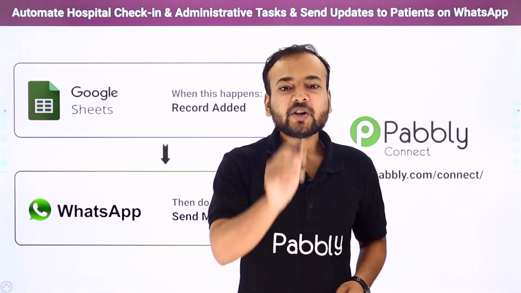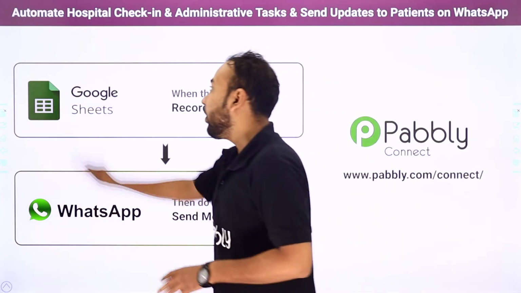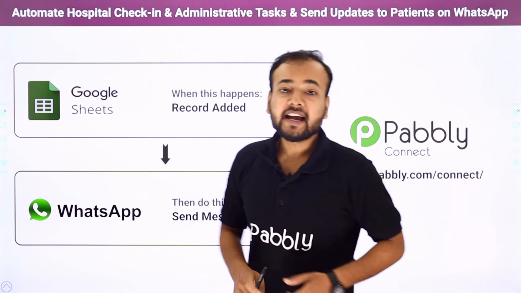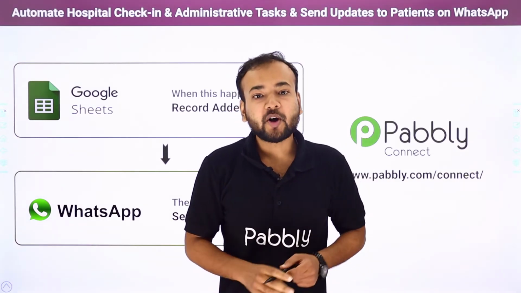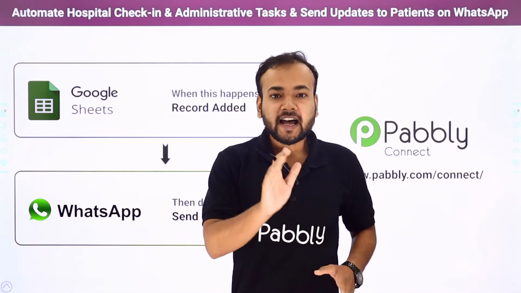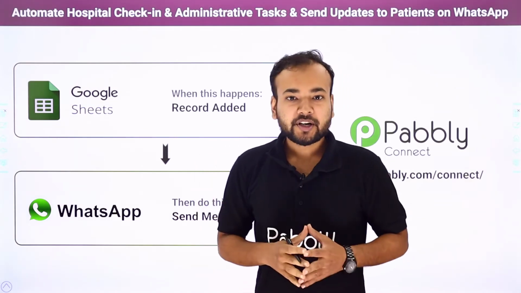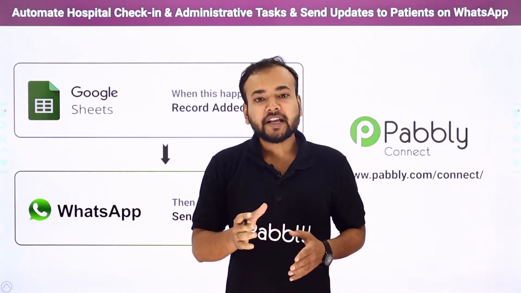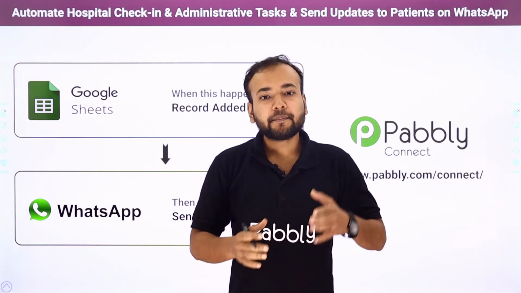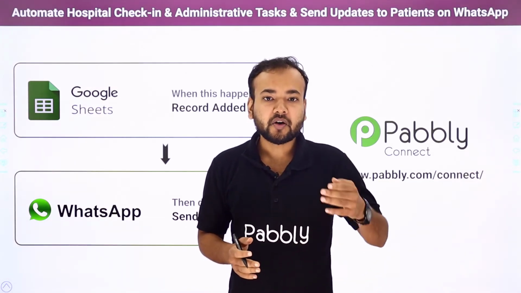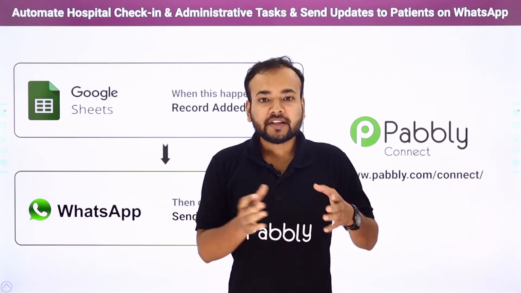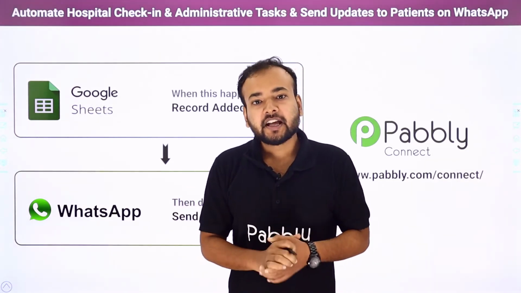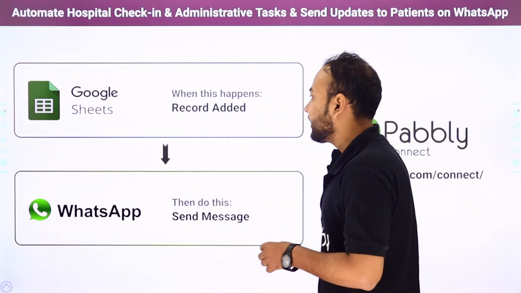So in this video you are going to learn how to automate hospital check-ins and administrative tasks and send updates to patients on WhatsApp automatically. Wait, I know the title is pretty difficult to understand, so let me explain. This is just to inform the attendee of any patient who is admitted in the hospital that the patient has been allotted this ward and such and such bed number. Right? Now let us see what is happening here.